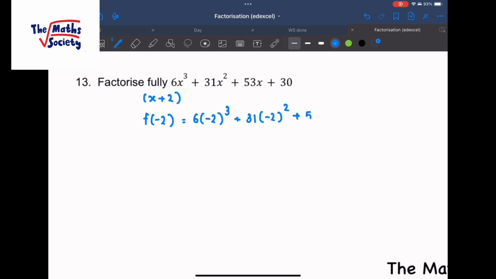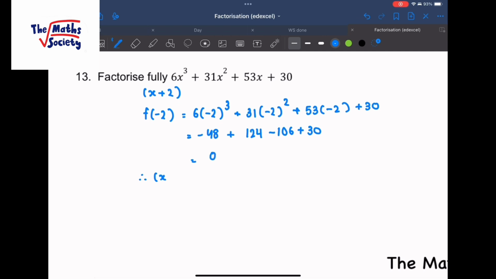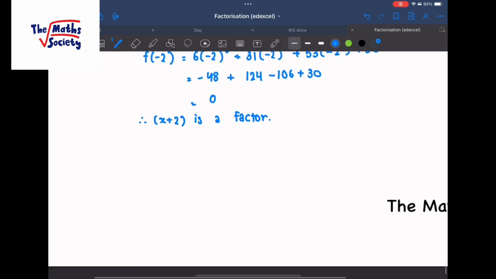So minus 2 cubed plus, this is using the factor theorem, yeah? Minus 2 plus 30. So you will have minus 48, plus 124, minus 106, plus 30. So we know this will result in a 0. So therefore we know that x plus 2 is a factor.